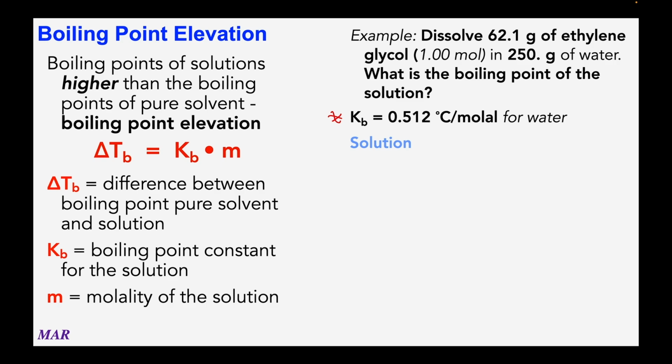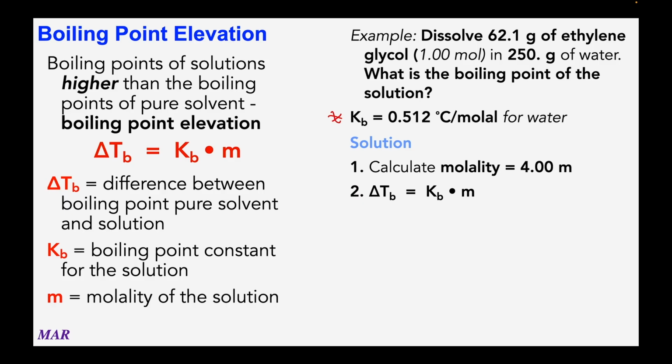So in this example, let's use that ethylene glycol and water example again. 62.1 grams, which was 1 mole, in 250 grams or 0.250 kilograms of water. And the question is, what's the boiling point of the solution? Now, you do have to look up a K value. K values are based on the solvent. So this is water, no problem. The value is 0.512. The units are weird. Don't worry about that. Molality will be moles of solute over kilograms of solvent. So that's 1 mole of ethylene glycol divided by 0.250 kilograms, 4.00 molal.